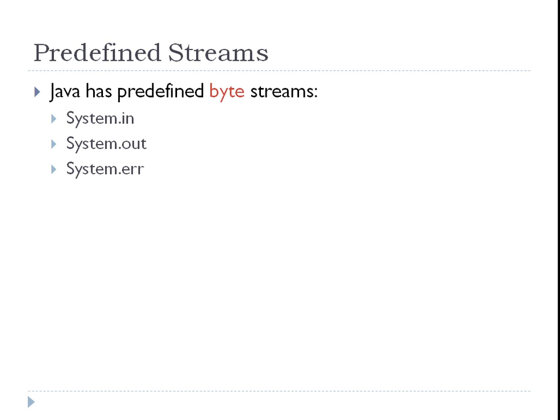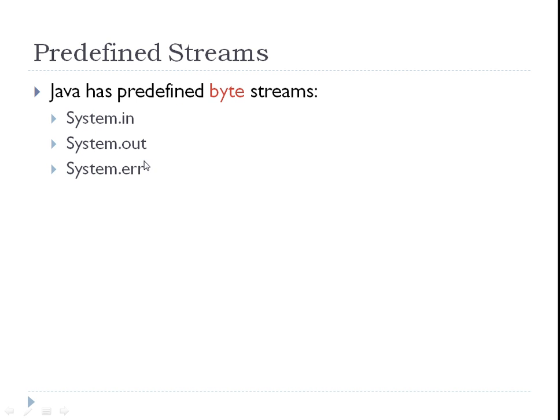Now we will see how to perform input output with devices. So in Java, some byte streams are already predefined. We are saying this is a byte stream, it means from this connection bytes will flow. Java has already created these connections. So System.in is the name of the input stream between the program and the keyboard. System.out is the output stream between the program and the terminal.